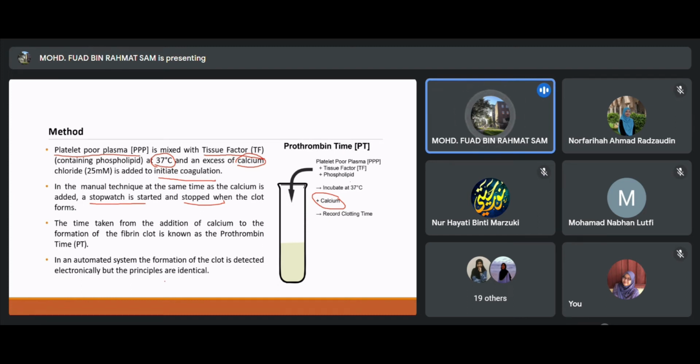So usually dalam lab kita tak buat secara manual macam ni. Biasanya kita dah ada machine. Tapi the principle is same. Kita tambah calcium. Bila dah tambah calcium, start the plasma to clot, and then tempoh masa tu that's called as a prothrombin time. Okay? Is it clear as for now for prothrombin time? Yes. Yeah. Okay.